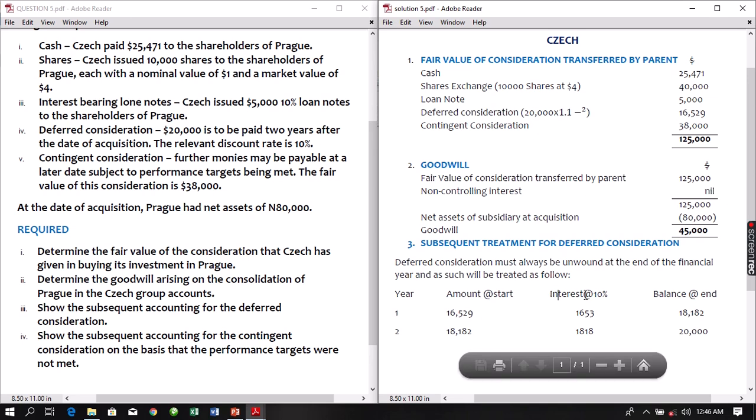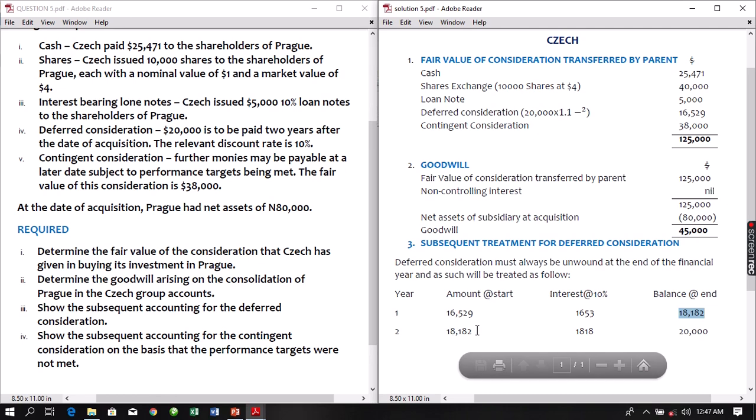10% on this will give me 1653. So it means that at the end of year 1, if I'm consolidating at the end of year 1, it means that I must unwind 1653. And what do we say we do to unwind? You debit your retained earnings and you credit your deferred consideration. So which means that at the end of year 1, what will goes to my statement of financial position will be 18,182. But if it is at the end of year 2, bringing this forward to year 2 will be 18,182.